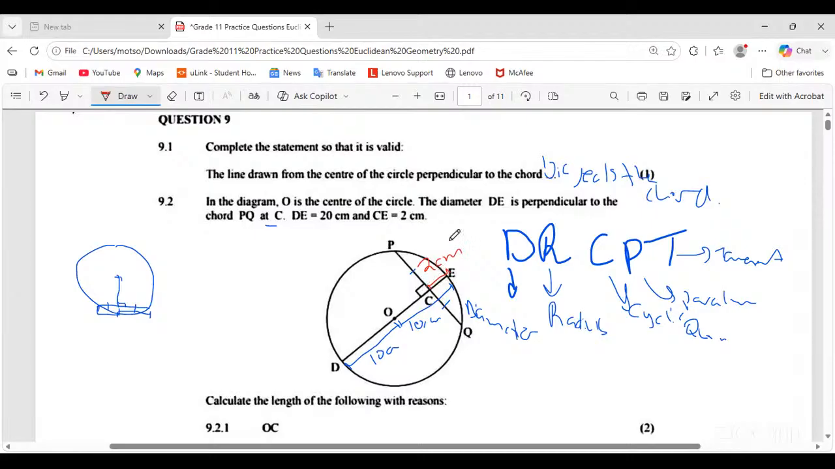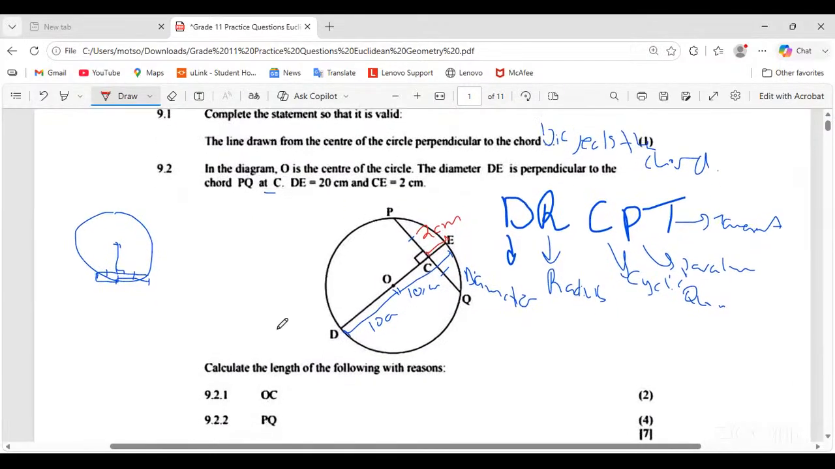Okay, now we are done with our analysis using the technique and the information that we are given there in the statement. Now, we can freely dive into the problems and see what we are required to do. Okay, let's go. Calculate the length of the following with reasons.